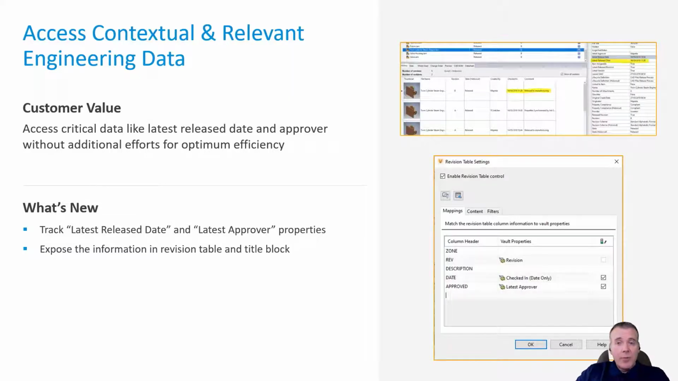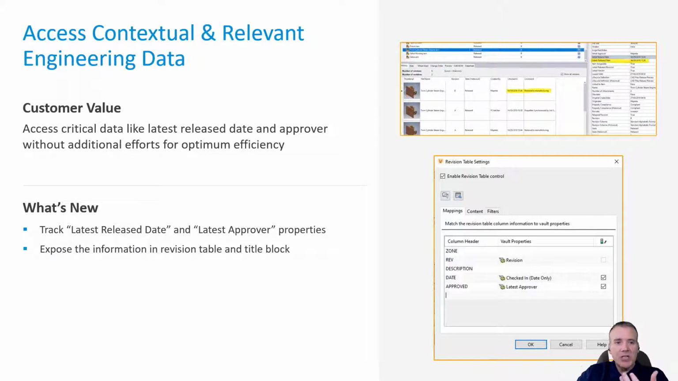So we have a couple of new properties now in 2022. I think we got a couple last year, a couple of new ones this year, which could be very helpful. Latest release date and latest approver. So latest release date is the date the last released revision was checked in. We'll say checked in. Technically, it would most likely be a lifecycle state change. So the last time a released revision version was created. It's a little confusing, but if you look at the properties in the Vault, you'll see what I mean.